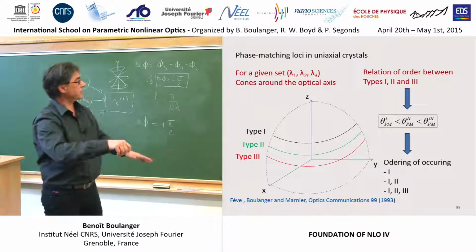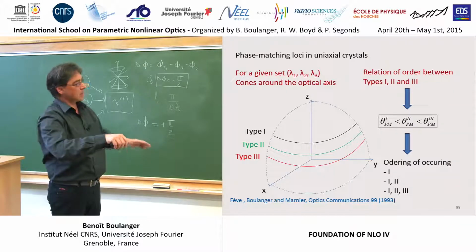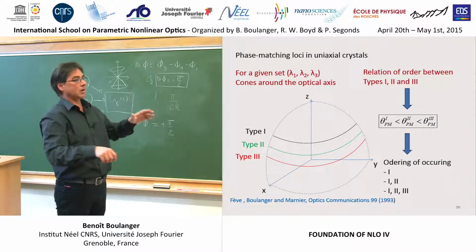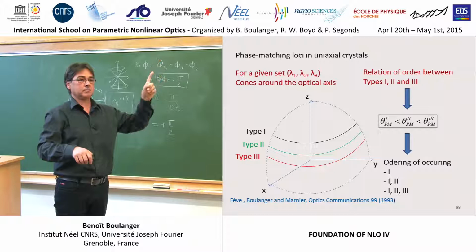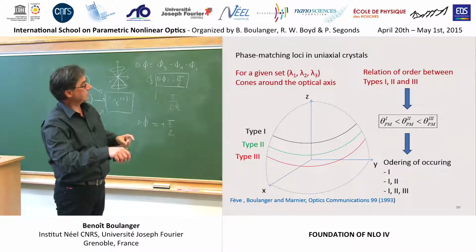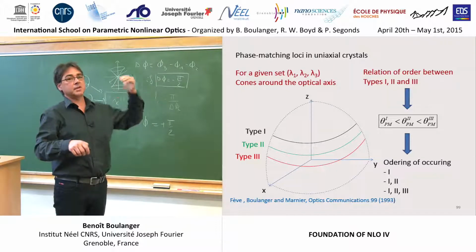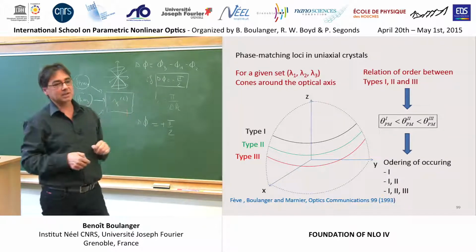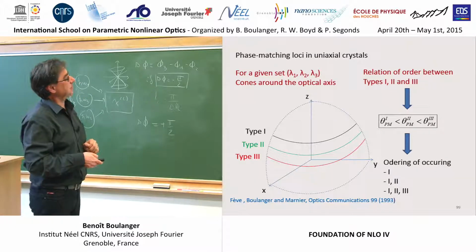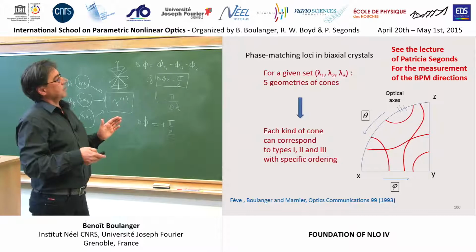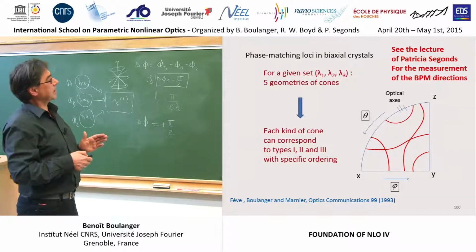And so, for example, if you imagine, you say, okay, I measured a phase matching angle of type 2 SHG. Obviously, you will have type 1. And if you observe type 3, obviously, you will have type 2 and type 1. So sometimes it can be interesting to know this little thing. Okay, in biaxial crystals, it's a little bit more complicated.